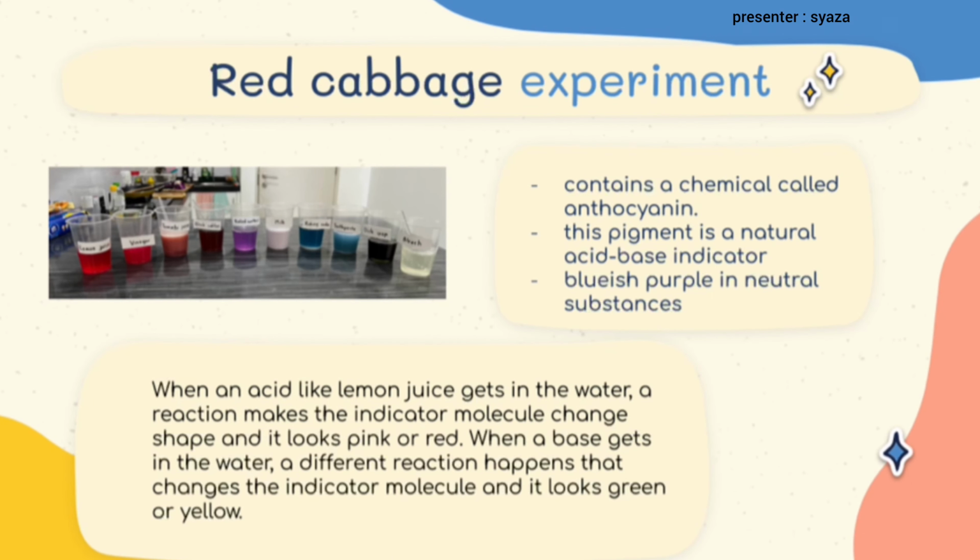Red cabbage was used as an indicator in this experiment because it contains a chemical called anthocyanin. This pigment is a natural acid-base indicator. It is bluish purple in neutral substances like plain water. When an acid like lemon juice gets in the water, a reaction makes the indicator molecule change shape and it looks pink or red. When a base gets in the water, a different reaction happens that changes the indicator molecule and it looks green or yellow.